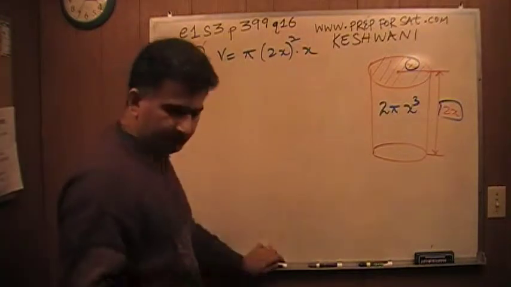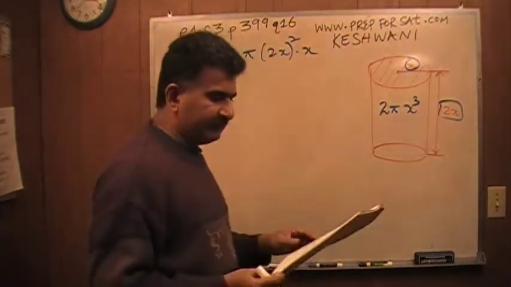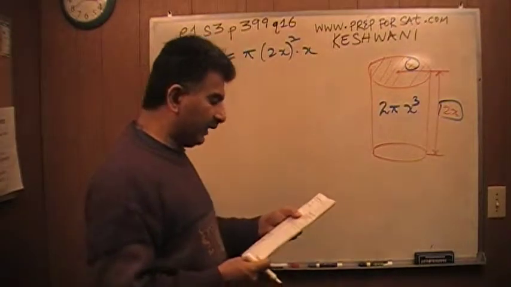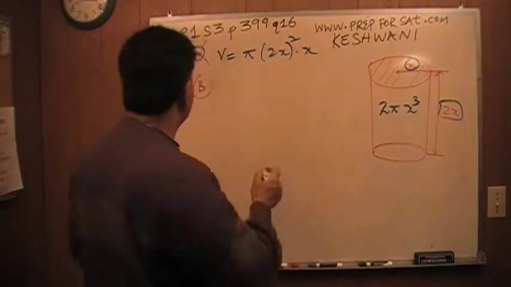Let's look at B. B says a cylinder with the radius of 2 pi x. We're making it worse.